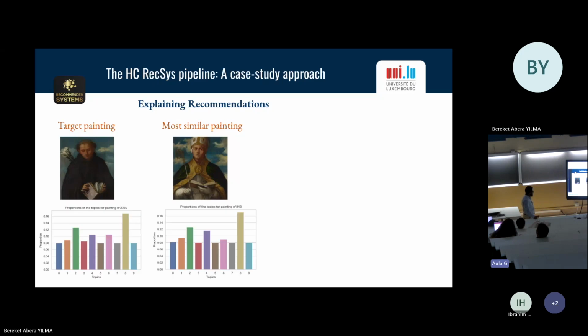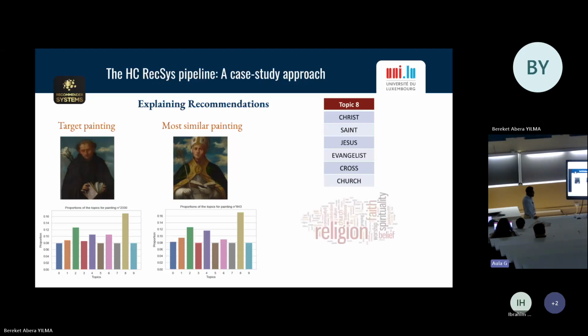And if you look at the topic models, then you can see that they have both similar distribution. And topic 8 actually kind of stands out in both cases. And if you go into topic 8 and look at the words inside, you have Christ, Saint, Jesus, Evangelist, Cross. It's pretty much a religious context. And LDA is actually doing a pretty good job in capturing the semantics.